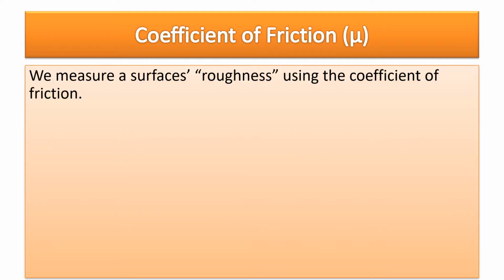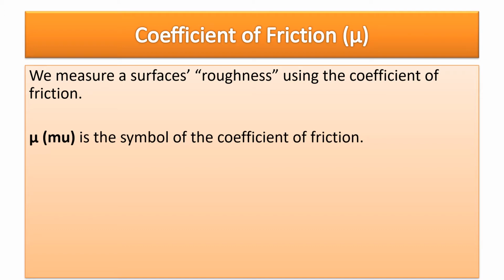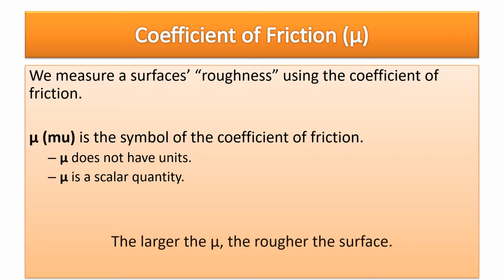So to answer the first question, yes, the type of surface does matter. And we measure a surface's roughness using something called the coefficient of friction. Mu, the Greek letter mu, is the symbol for the coefficient of friction. Mu does not have units. Mu is a scalar quantity, meaning there's no direction associated with it. It's just a magnitude. It's just measuring the roughness between two surfaces. So there would be no direction with that.